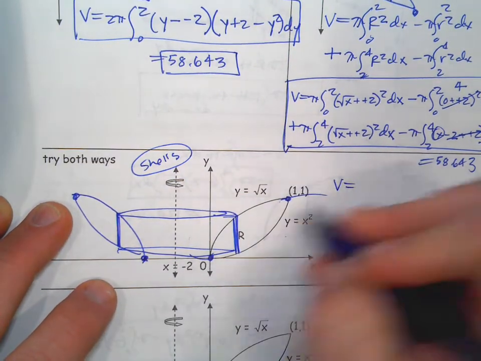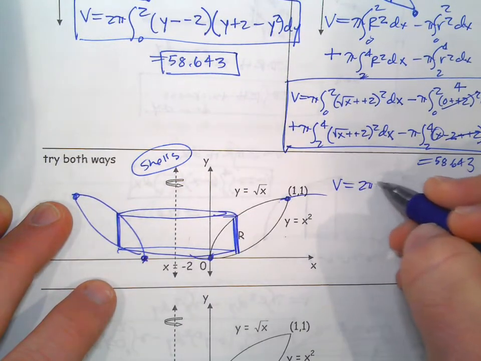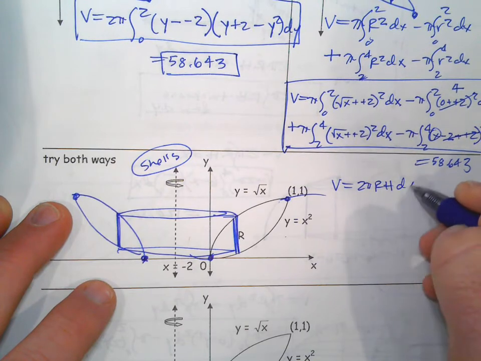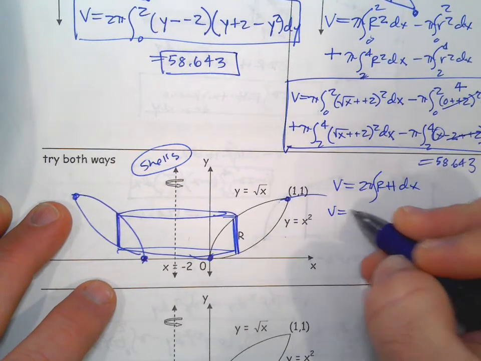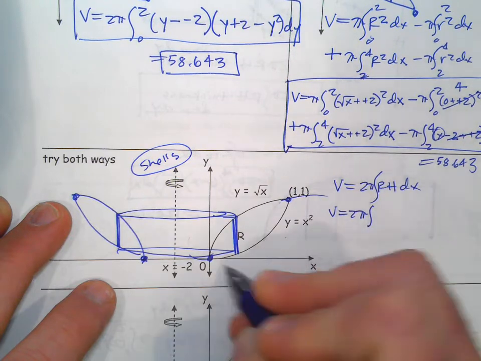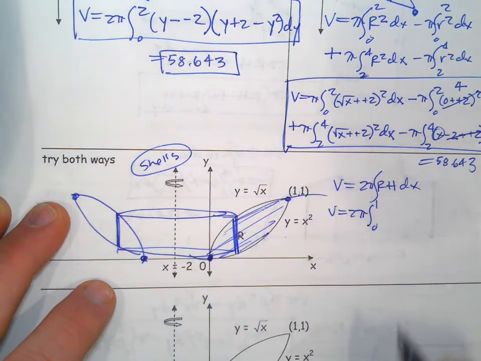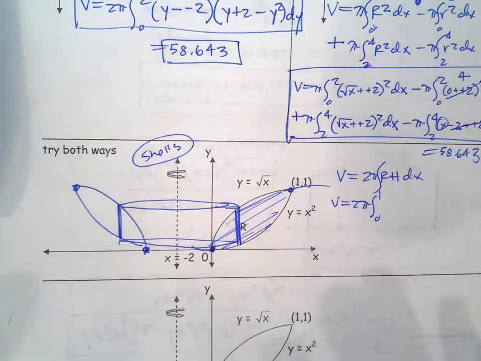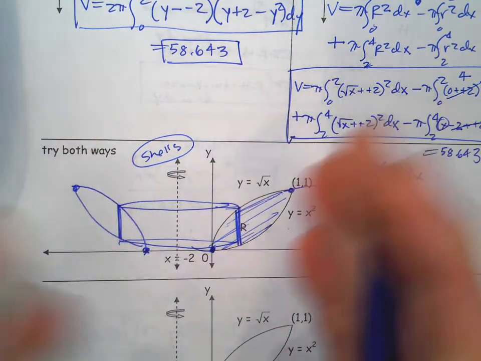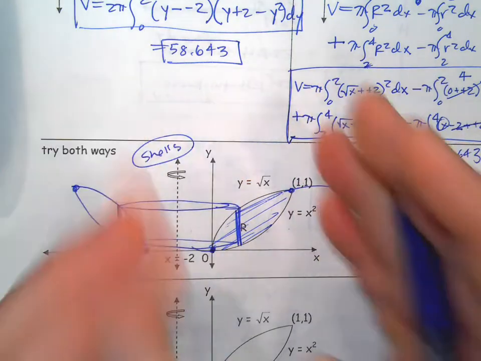The volume, if we cut this open, is going to be 2 pi r h dx. We're going to integrate in the x direction, left to right, 0 to 1, just on the original region. That's always going to be your limits for any integration problem: they're always based off that region.